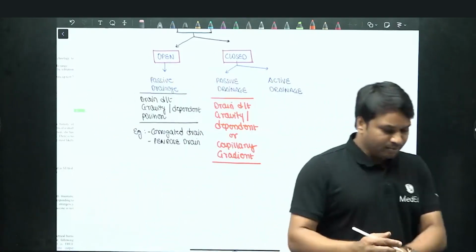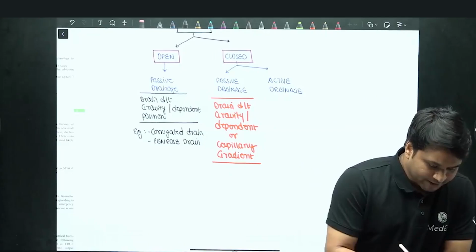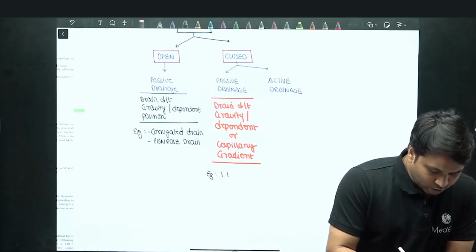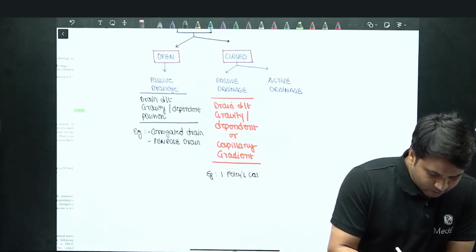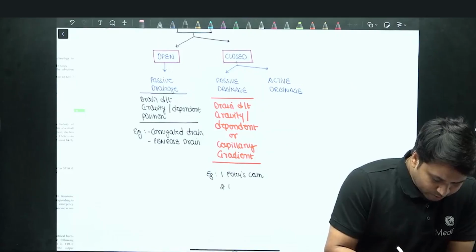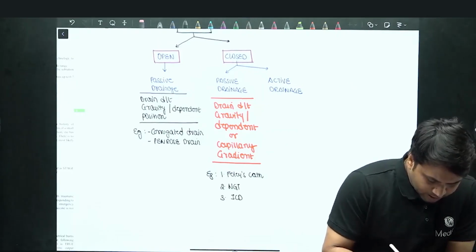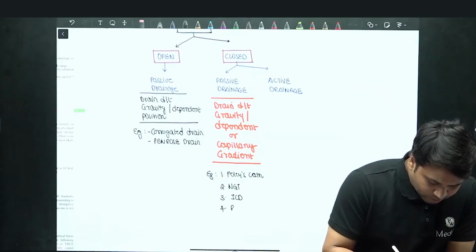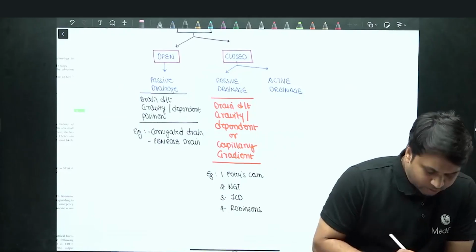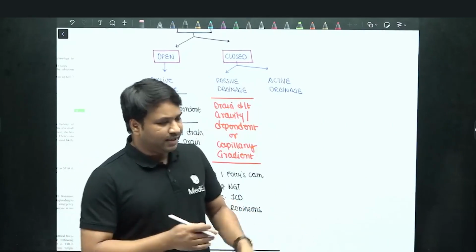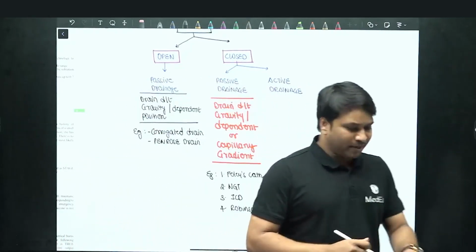Now, what are the best examples that I can quote for you? The best examples for the passive drains, number 1 is your urine catheter, that is your Foley's catheter, your nasogastric tube, your intercostal drain, that is your ICD. Another one that you have is your Robinson's drain. So Foley's, nasogastric tube, your ICD, Robinson's, everything goes in your passive drainage.